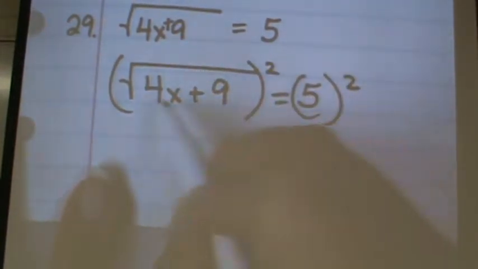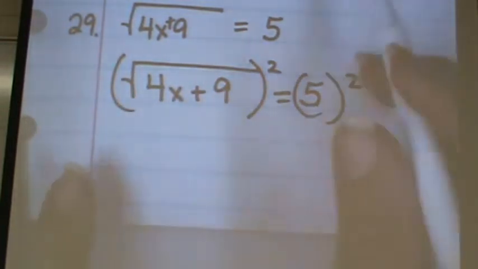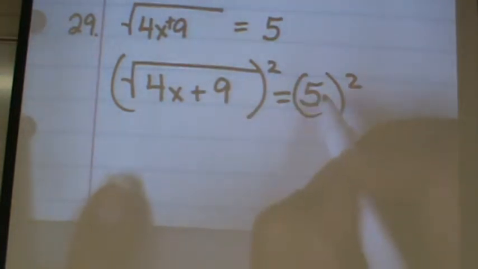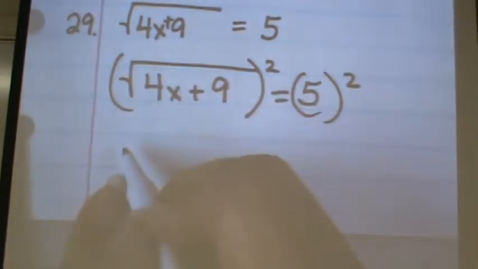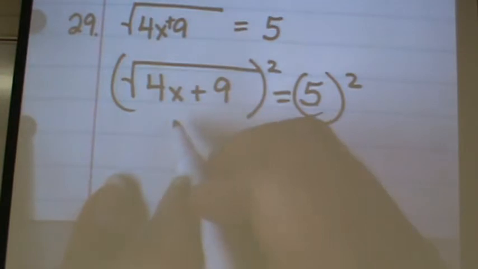Now remember, when you have an even index, so square root, fourth root, sixth root, this number must be positive because you can't take the square root of a negative number. So that's like the absolute value one. You want a positive number here. Now, if it's an odd index, like cube root, then you can have a negative there. So we're going to square both sides.